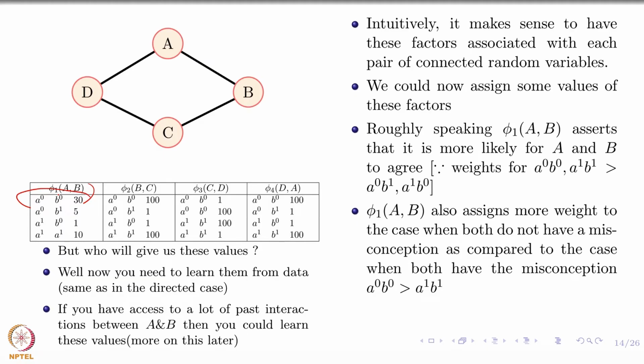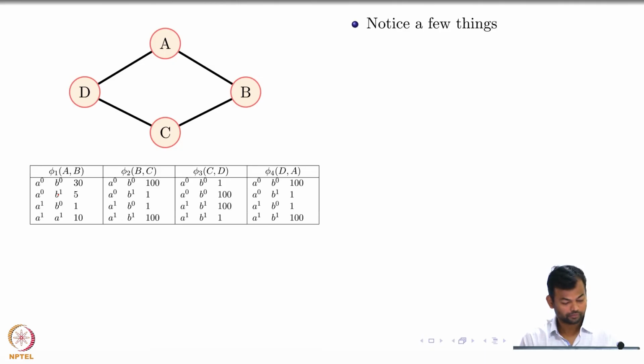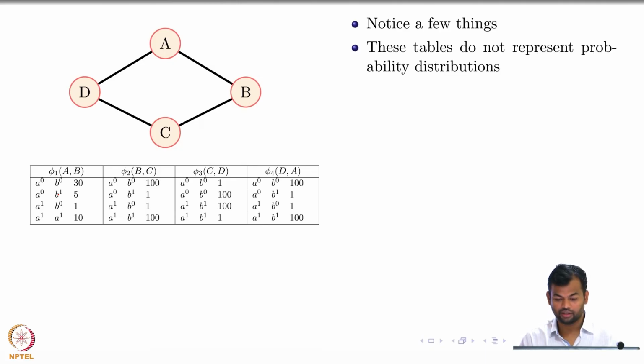Okay, fine. And we could have similar arguments for the other factors. So these other factors are B, C, C, D, D, right? For all these factors, for every assignment to A and B, we have learned the strength of these associations.